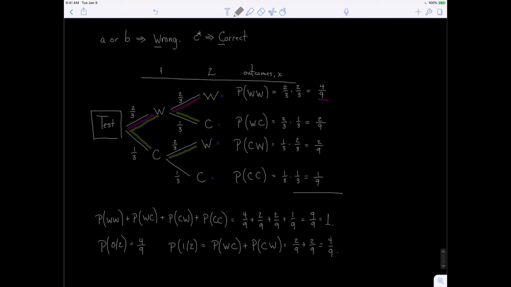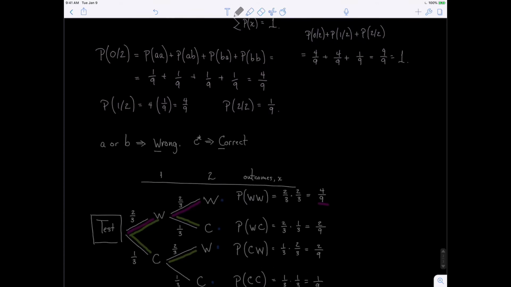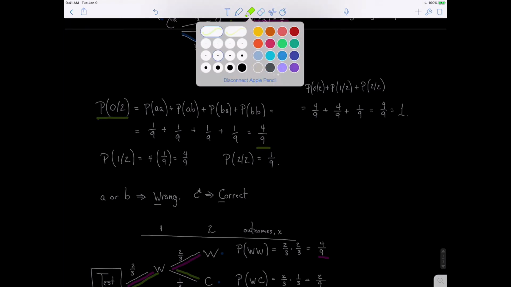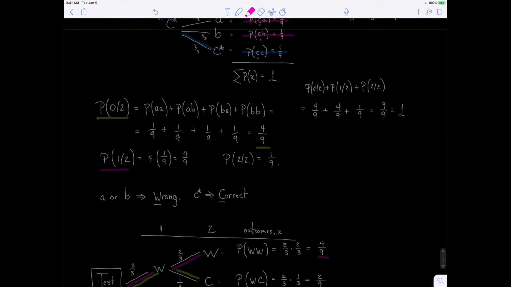Now let's pause there and notice that for 0 out of 2 we got 4/9, and for 1 out of 2 we got 4/9. Let's check with the work above. And there they are. You can see right here, here's 0 out of 2, we got 4/9. And for 1 out of 2, we also got an answer of 4/9. So far it seems to be working.